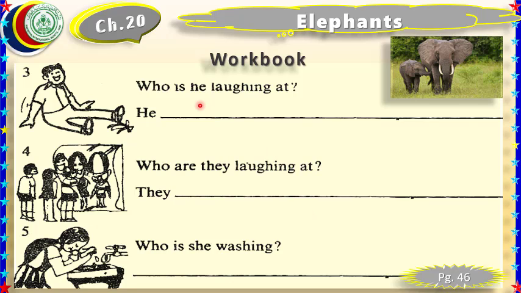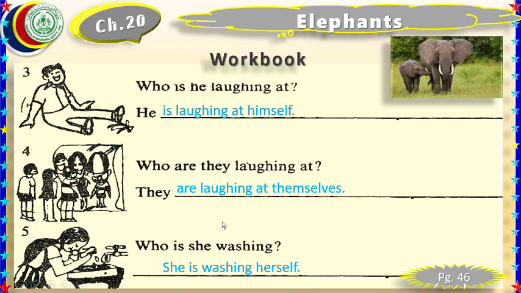Who is he laughing at? He is laughing at himself. Who are they laughing at? They are laughing at themselves. Yes, they are laughing at themselves. Who is she washing? She is washing herself. Herself will be here.